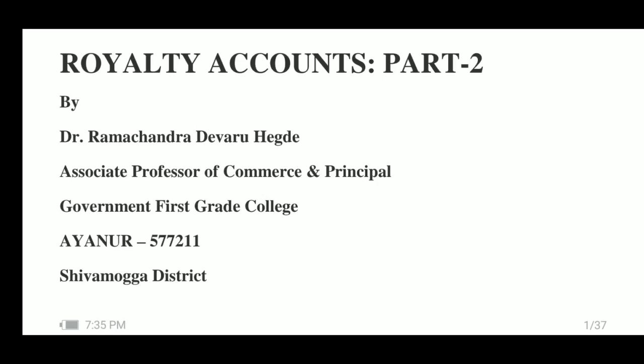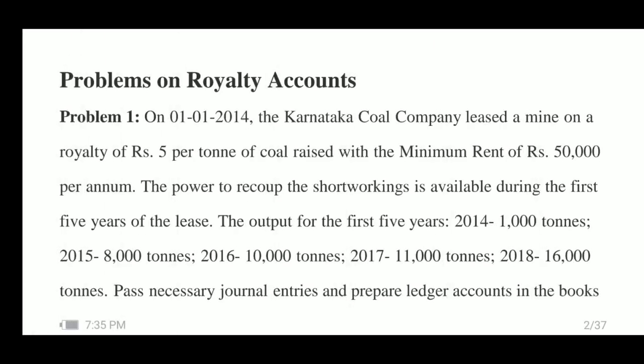In the first problem, see, it is on the mining royalty. On 1/1/2014, the Karnataka Coal Company leased a mine on a royalty of rupees 5 per ton of coal raised with the minimum rent of rupees 50,000 per annum. The power to recoup the short workings is available during the first 5 years of the lease.